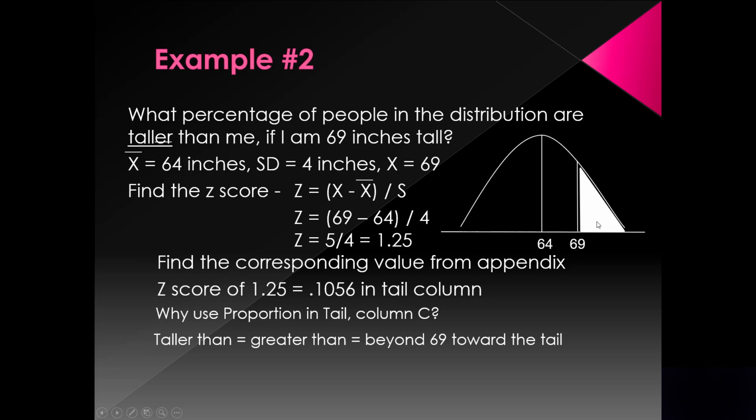Remember, when we looked at the slide and looked at the curve from the mean going out both directions, it was going out towards the tail this way and going out towards the tail this way. So this is the tail of the curve. And if it's everything above 69, then it's the area in the tail. Okay? So you get a z-score of 1.25. Look in the tail column. The answer is 0.1056 or 10.56%.